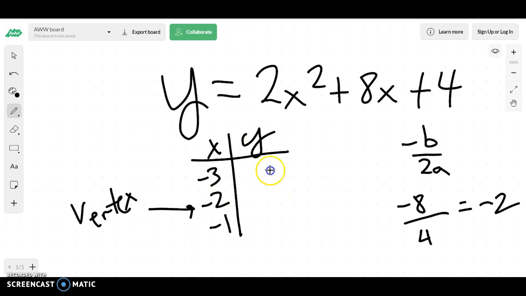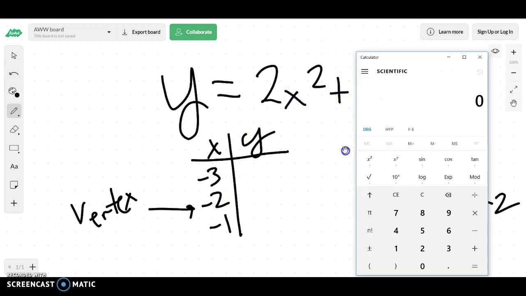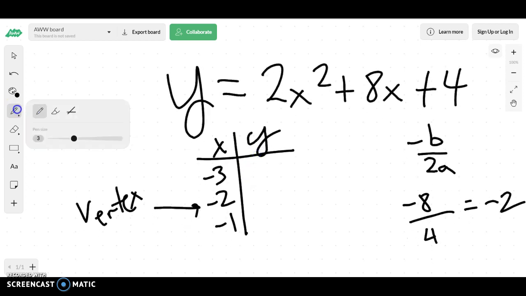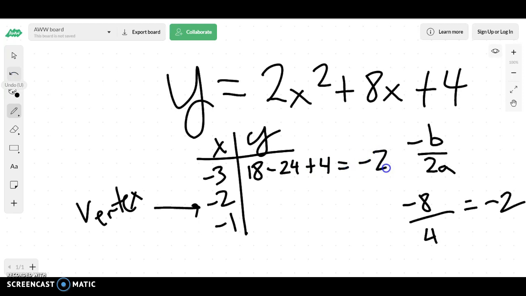Then how would I find my y values? I'd take these x values and plug them into here. I can do some of that in my head. We'd get 18 minus 24 plus 4, which would give you negative 2. Then 8 minus 16 plus 4 should give us negative 4. And then 1 should give us the same. We can double check: 2 minus 8 plus 4 is again negative 2.